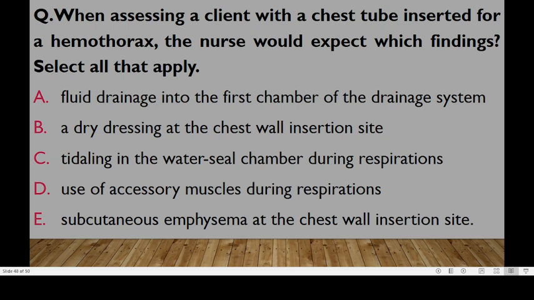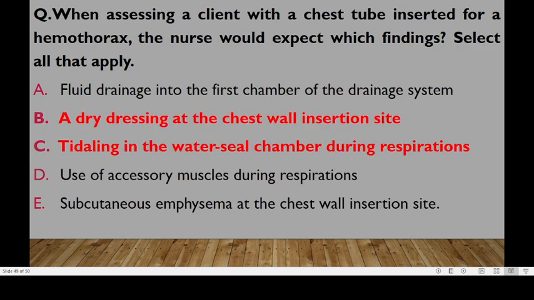Lastly, we have a question here. When assessing a client with a chest tube inserted for hemothorax, the nurse should expect which of the following findings? Fluid drainage into the first chamber of the drainage system, a dry dressing at the chest wall insertion site, tidaling in the water seal during respiration, use of accessory muscles during respiration, or subcutaneous emphysema at the chest wall. Correct. We have the drainage, a dry dressing at the chest wall, and the tidaling, right?